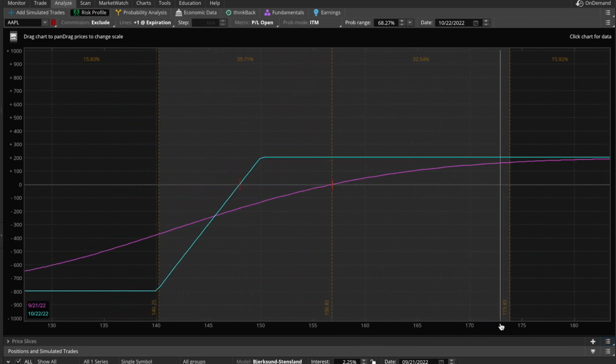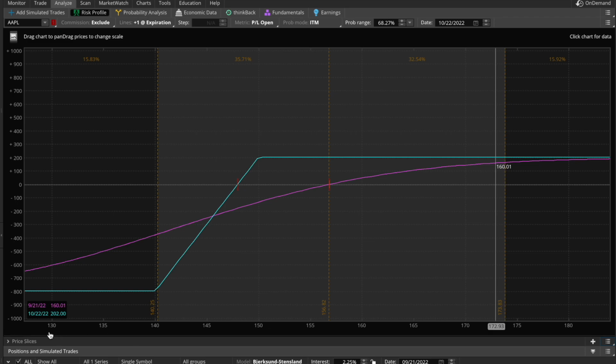But for right now, we're seeing a range between 130 and 180, which is probably good enough because Apple is not a very volatile stock. And then on the y-axis here, this shows you your possible profit or loss based on where Apple moves across time, right? Basically across this price range here.